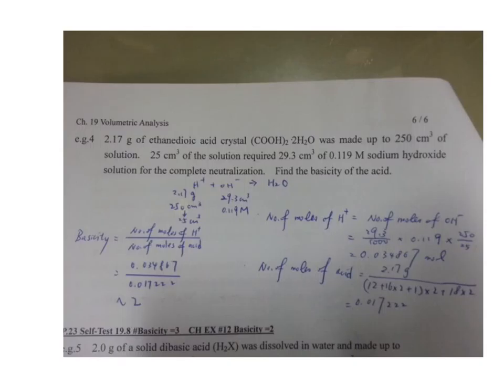Right, so in this example, you should note the dilution term. It is not always 10. You should write like what I write here. So we divide by 25 to find out 1 cm cube: how many moles of H plus is present in 1 cm cube? Then you multiply by 250 cm cube. Of course, we assume the number of moles of H plus is uniform in both 25 cm cube and 250 cm cube.